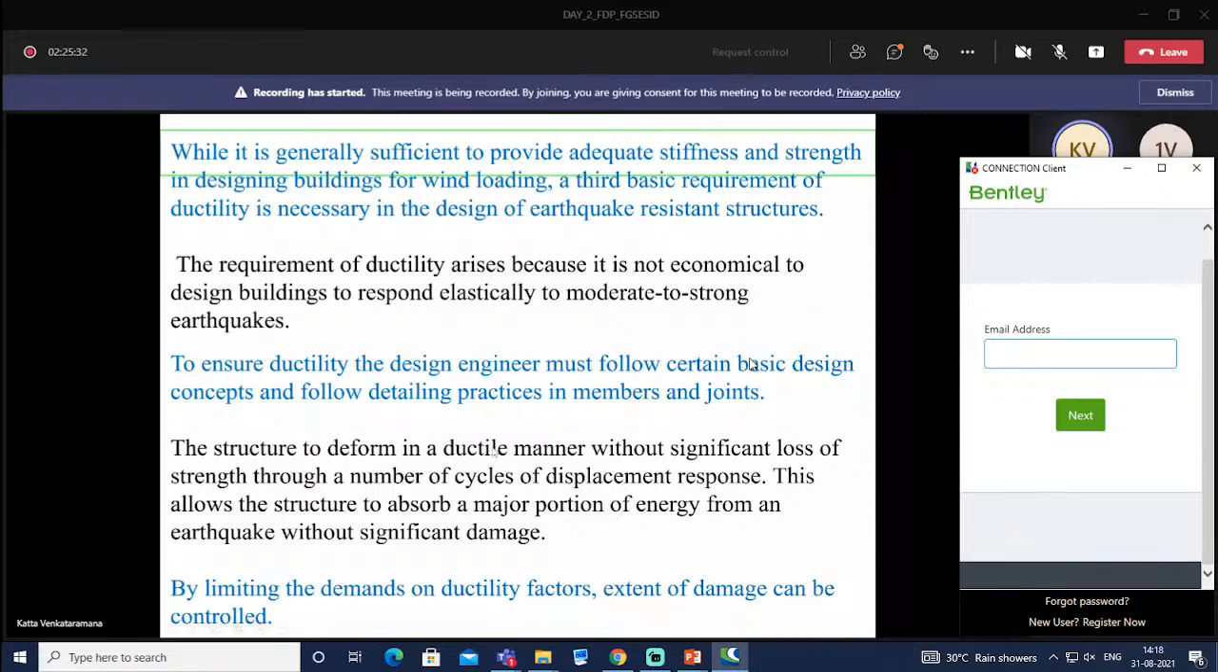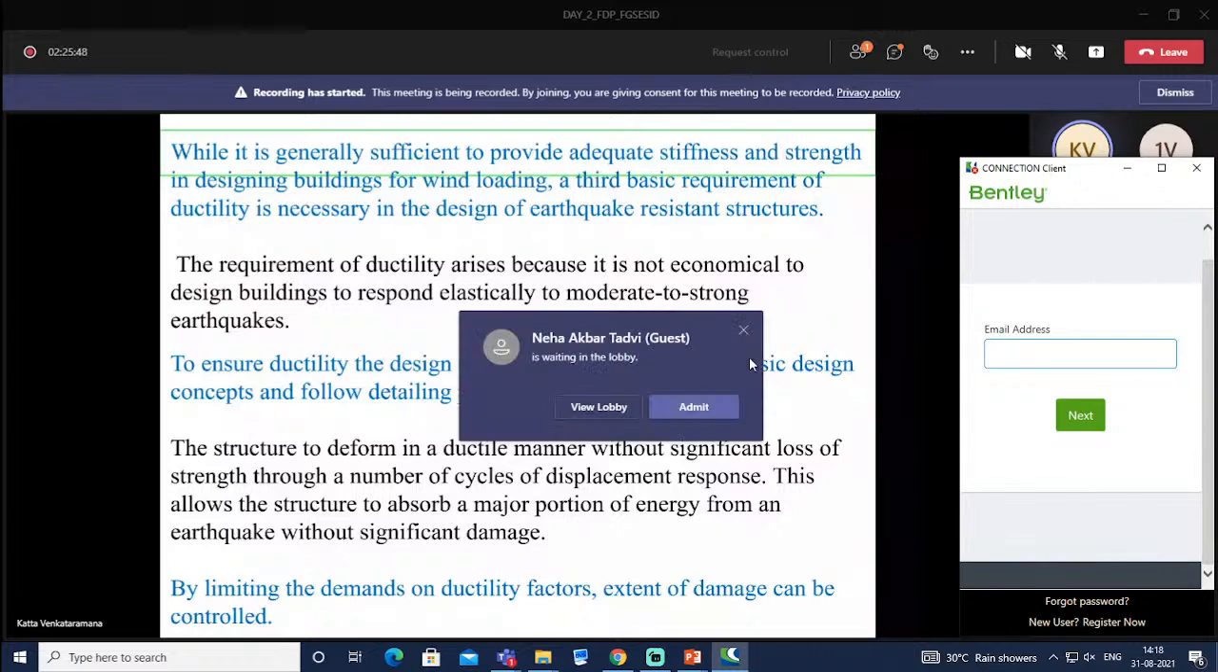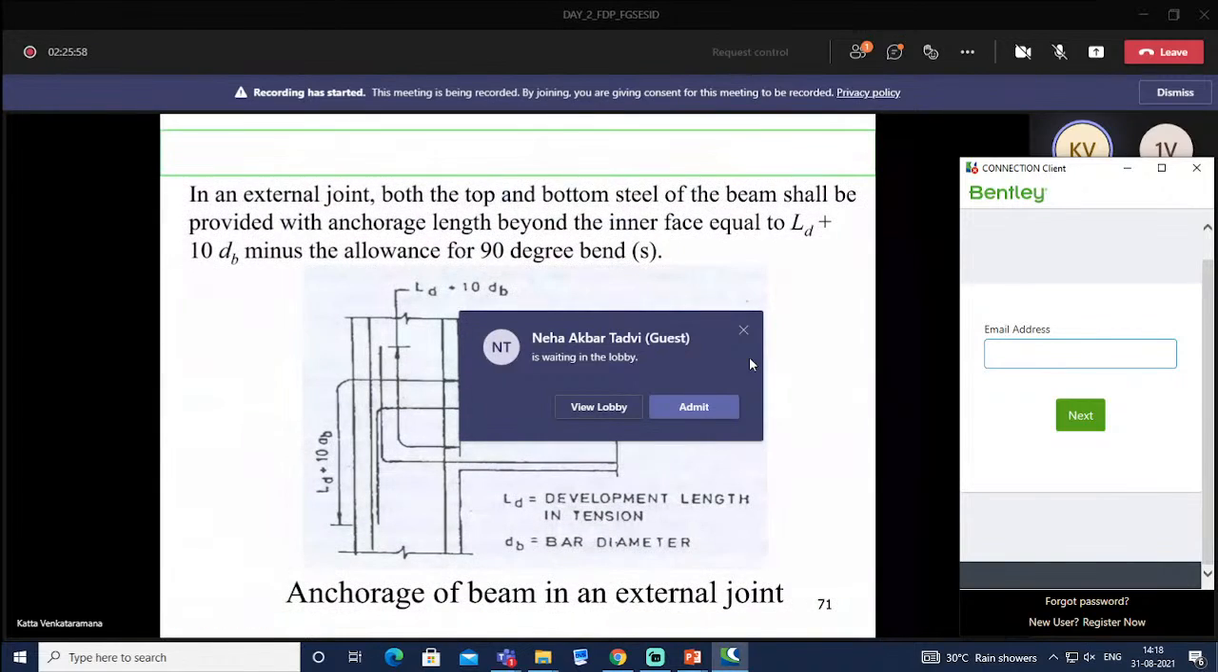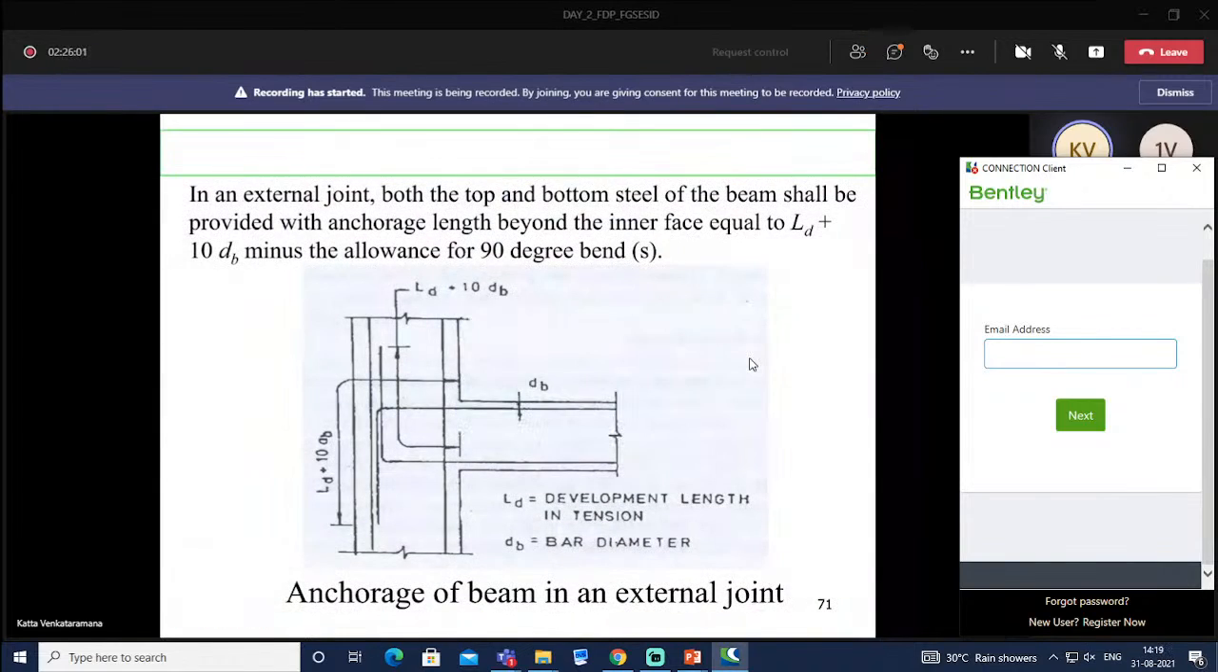The structure should deform in a ductile manner without significant loss of strength through a number of cycles of displacement response. This allows the structure to absorb a major portion of energy from an earthquake without significant damage. So by limiting the demands on ductility factors, we can control the extent of damage. Some of these photographs we have taken from the ductility code, the design and detailing code, IS 13920.